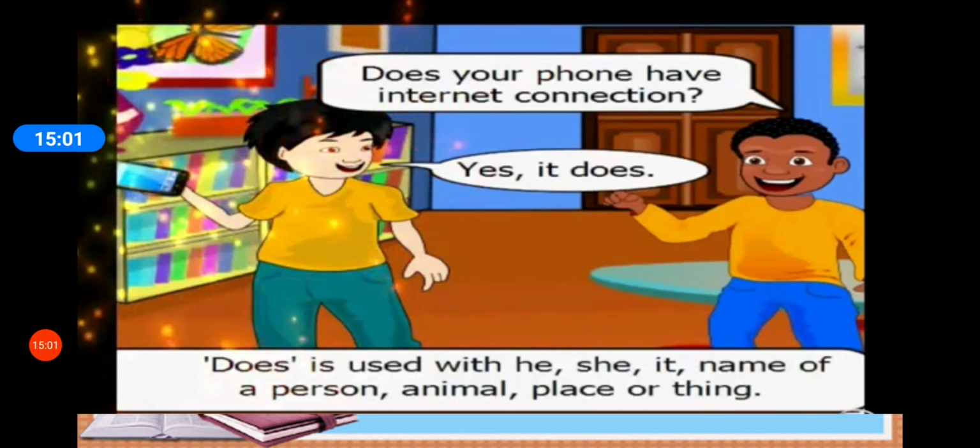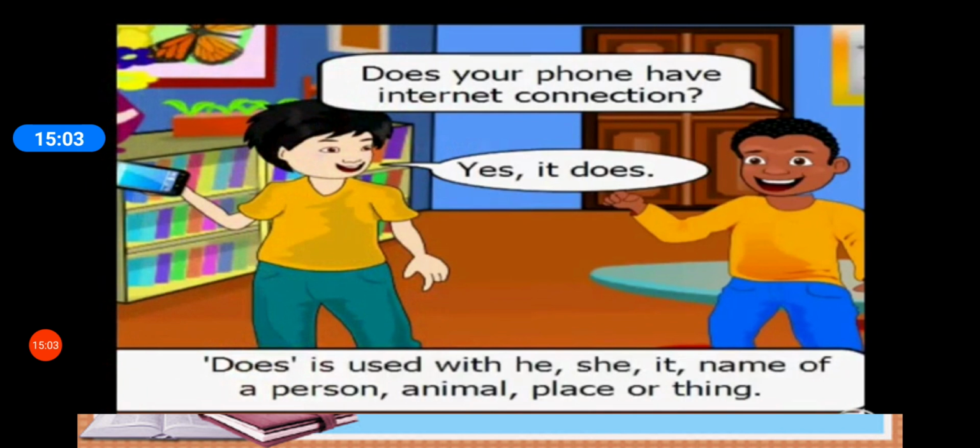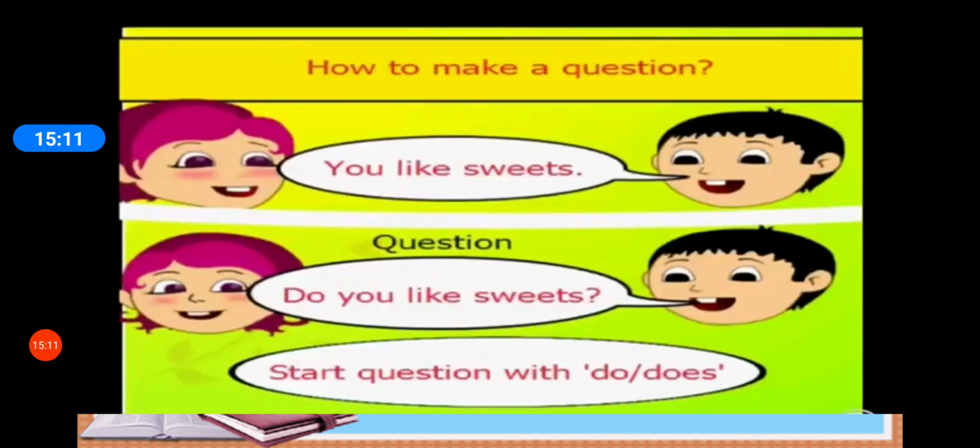Does your phone have internet connection? The reply is yes. Yes, it has internet connection. So, how to form a question? You like sweets. It is a statement. I know the fact that you like sweets. If I add do before it, it becomes a question.